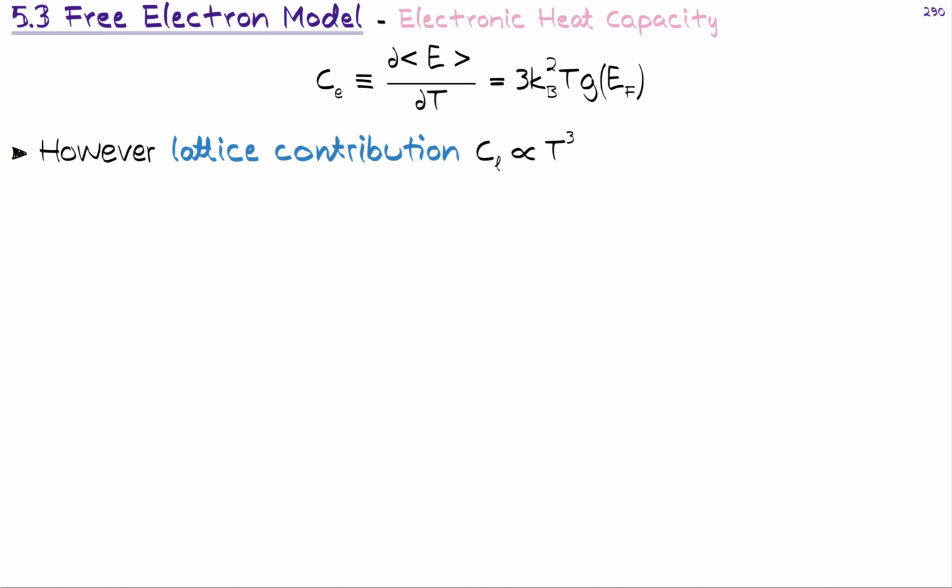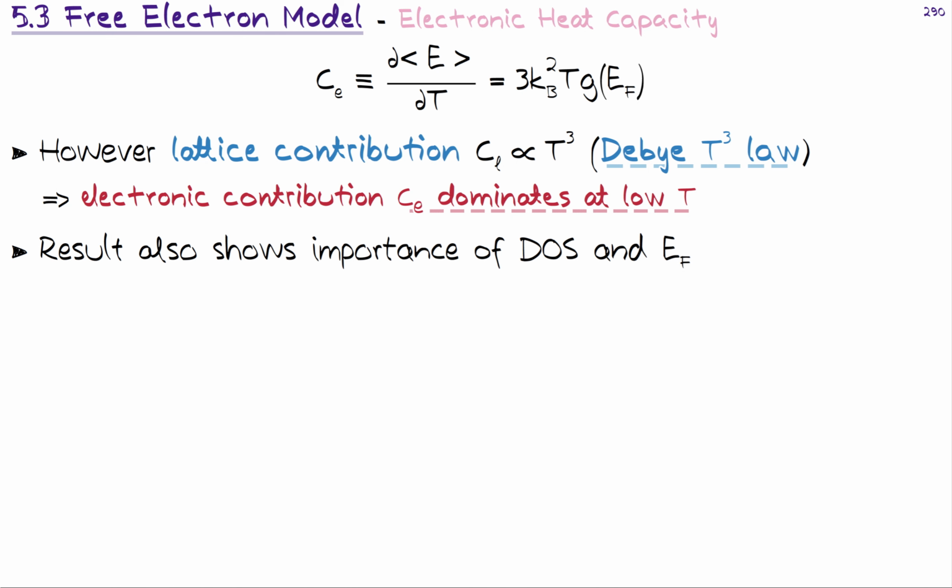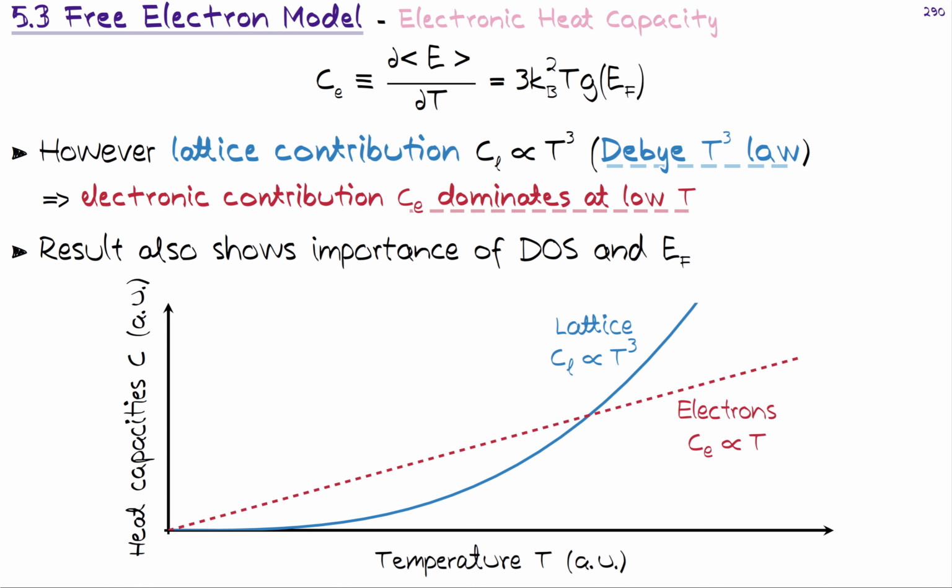So the lattice contribution, CL, was of the functional form that depends on the cube of the temperature, so essentially the Debye T cubed law. But here we have solved the electronic contribution CE, and we see that it really dominates at low temperatures, because the lattice contribution vanishes dramatically more quickly than the electronic contribution. And this result also shows the importance of the electronic density of states, DOS, and of course the Fermi level, because they are very important in the calculation. We must know the density of states nearby the Fermi level.